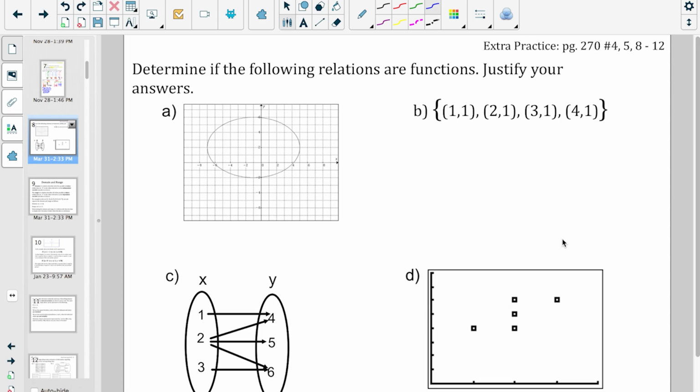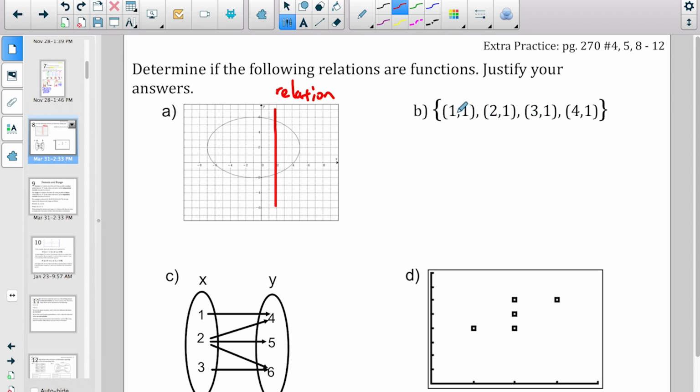So on this page, you guys can feel free to pause your videos and take a few minutes to work through these problems on your own. When you are ready, you can unpause and check your answers. So this first one here is very clearly a relation, because if I draw a vertical line through any part of this graph, it will pass through twice. So we can say that this is a relation.